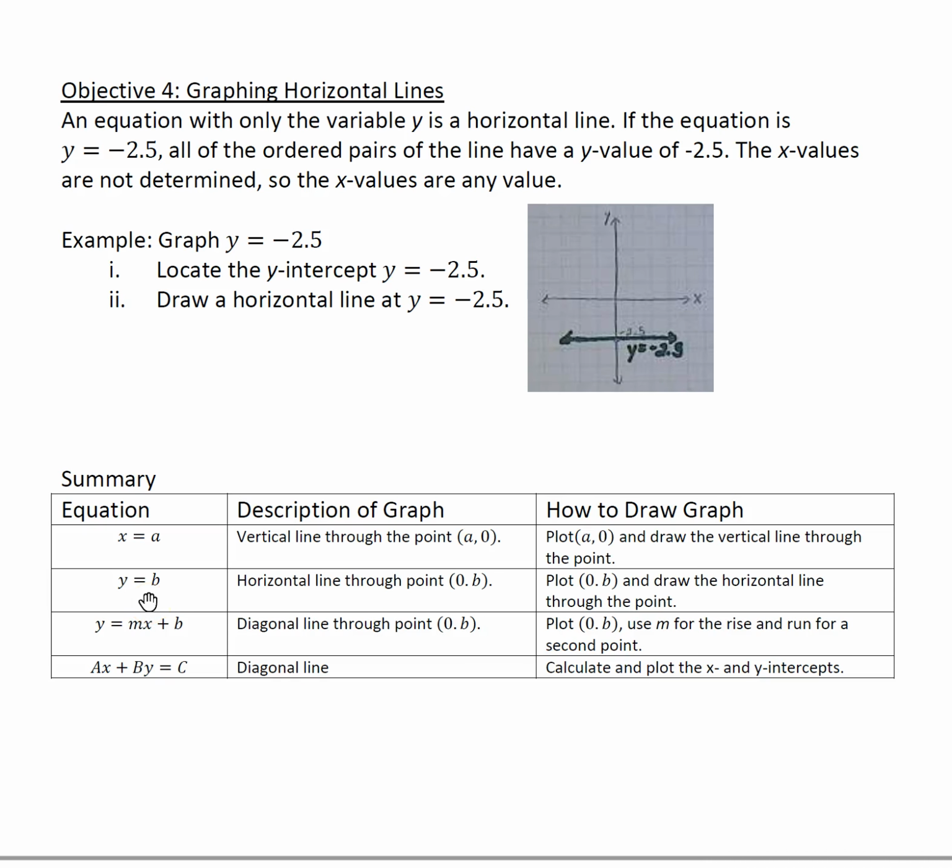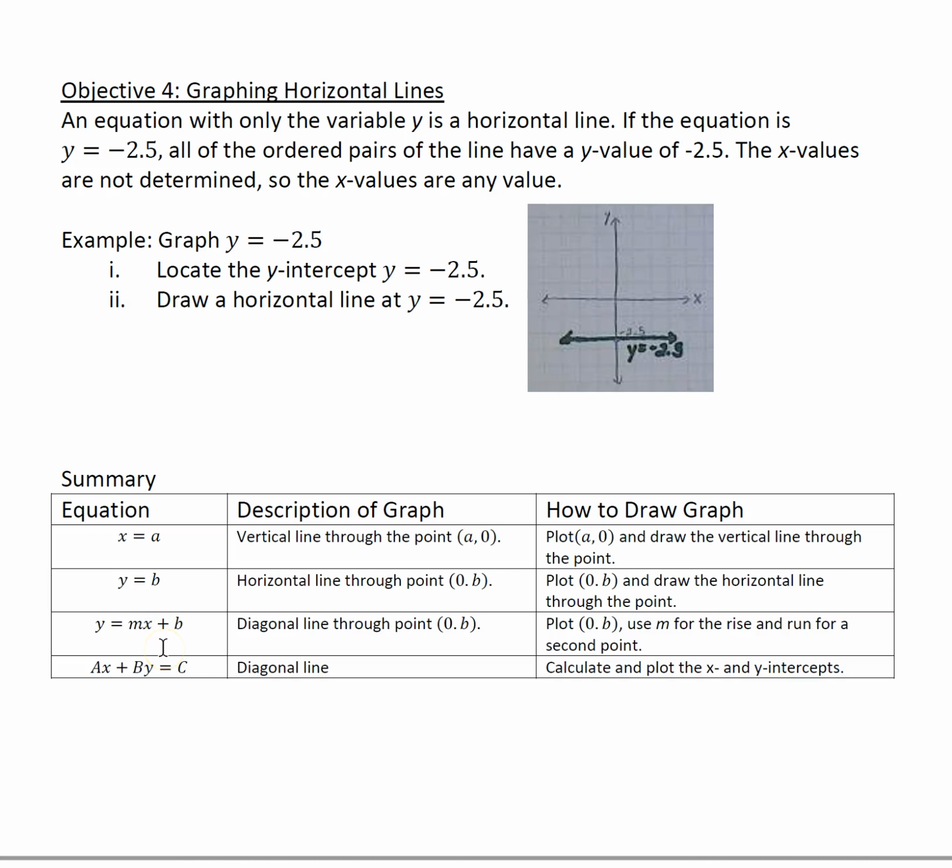The next equation, if you have y equals b or y equals any value, you get a horizontal line through the point (0, b). You plot that ordered pair and draw a horizontal line. Remember, this is going to be a horizontal line that passes through the y-axis, and the value of the y-axis that you cross through has that value of b.